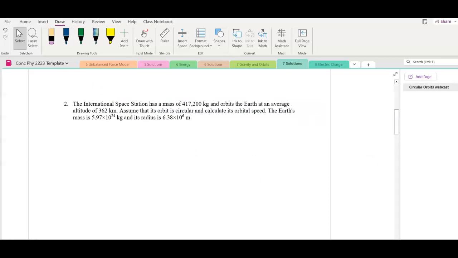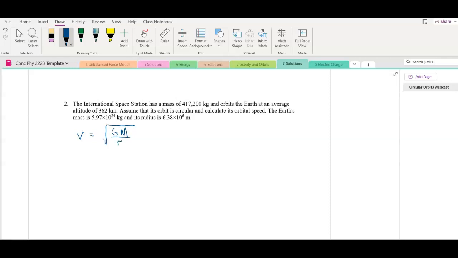Okay, then we have one regarding the International Space Station. They're giving the mass of the space station, and they're saying that it orbits the Earth at an average altitude of 362 kilometers. We're going to assume that the orbit is circular, and we want to calculate the orbital speed. Okay, so again, the relevant formula is the speed of a satellite in circular orbit.